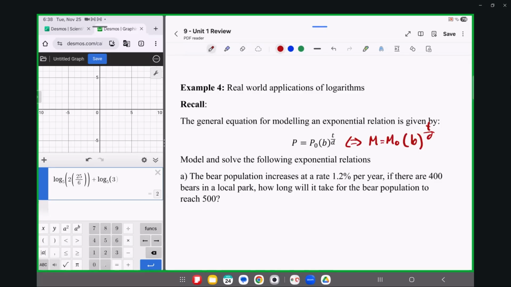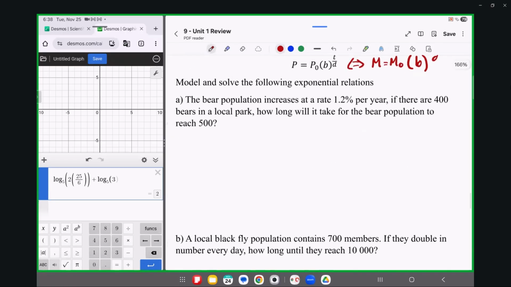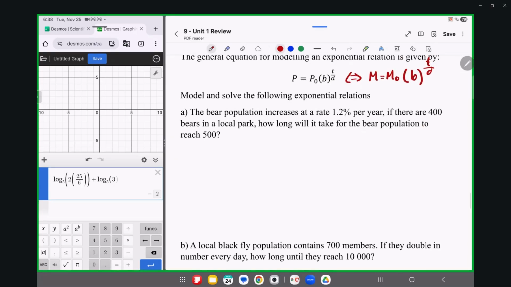Okay, but A, we've got a bear population. So the bear population increases at a rate of 1.2% per year. If there are 400 bears in a local park, how long will it take for the bear population to reach 500? Okay, so we write down our equation, capital P, P naught, B, T, and D. P is equal to P naught times B to the power of T over D.